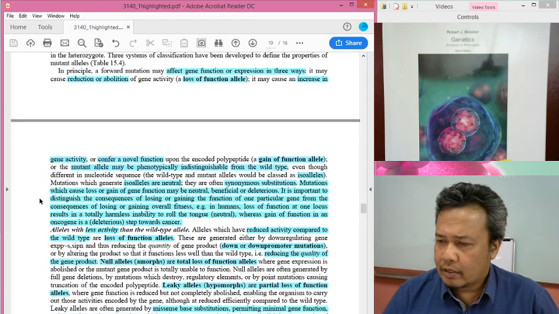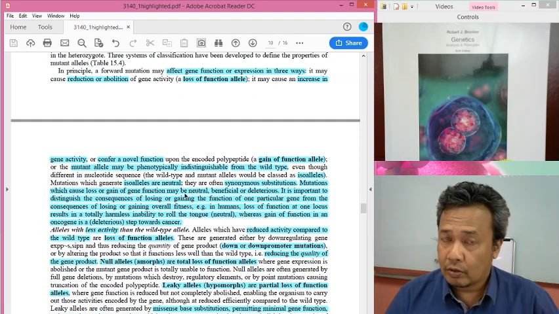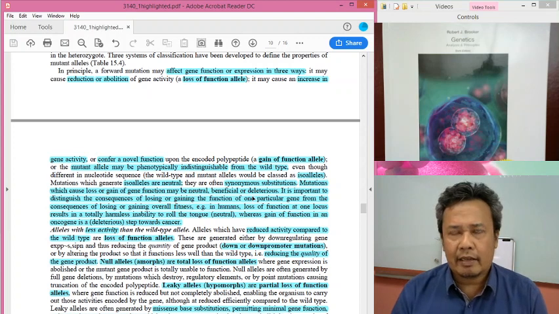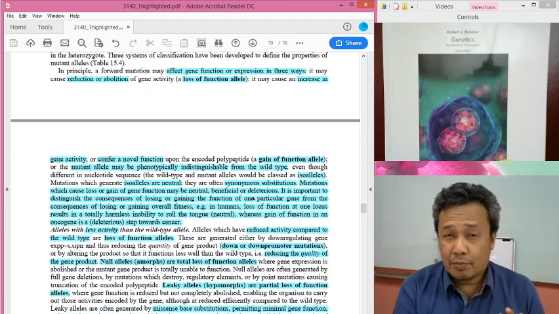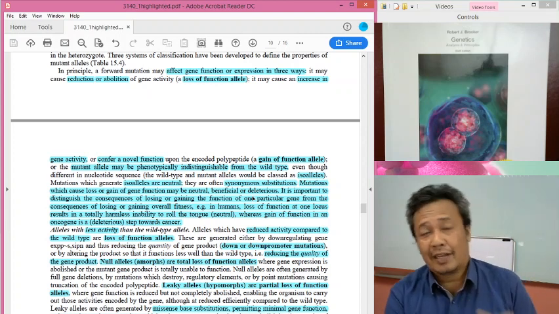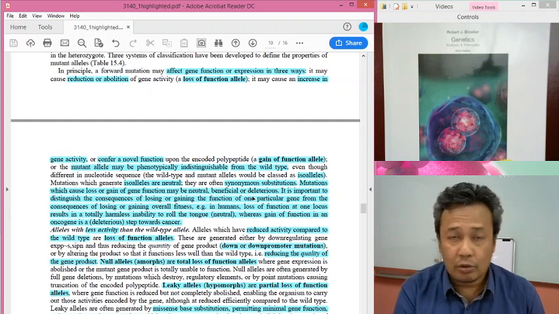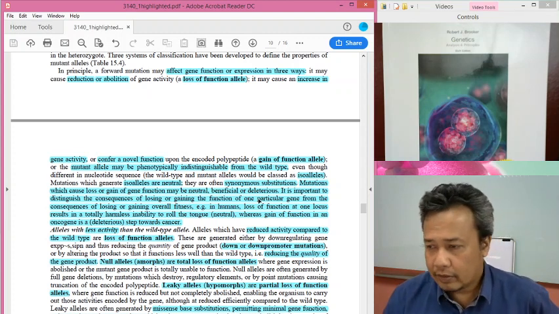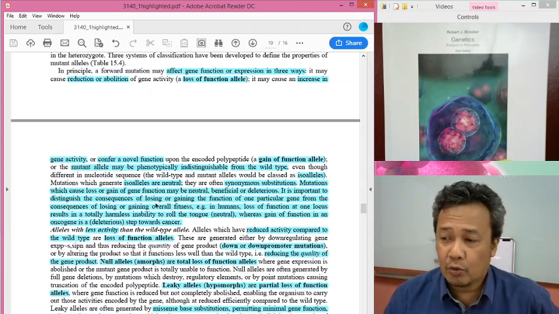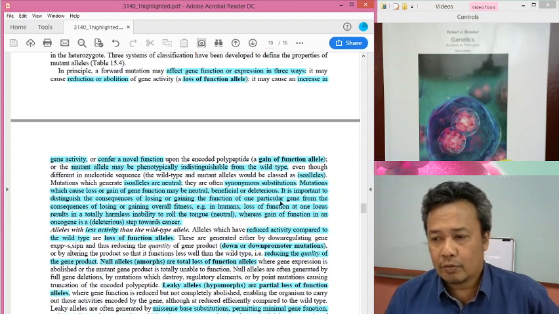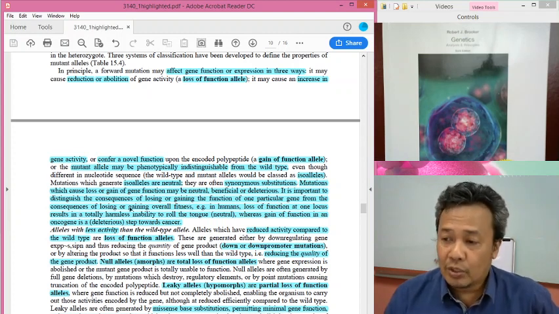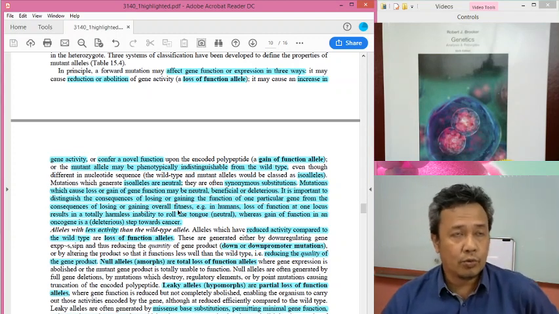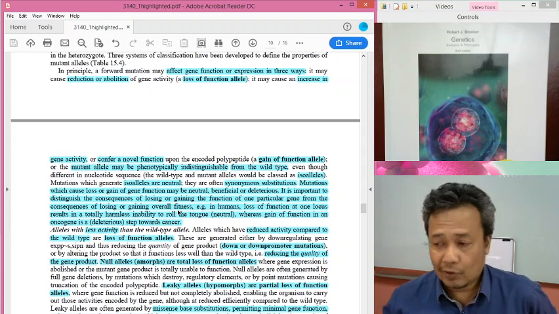Now, why have I highlighted this? Mutations which cause loss or gain of gene function may be neutral, beneficial or deleterious. Again, what I mentioned just now, you classify mutations by a change in the protein structure. A change of protein structure can be classified into three categories: bad, good, or does nothing. It is important to distinguish the consequence of losing or gaining the function of one particular gene, and you want to remember that, from the consequence of losing or gaining overall fitness. That's why I say fitness. Does it have any effect on your overall being?